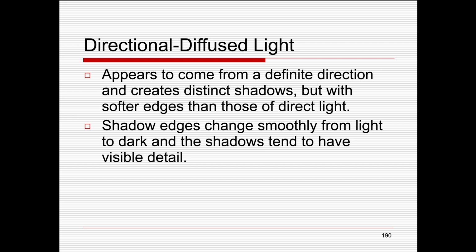Directional diffuse light appears to come from a definite direction and creates distinct shadows, but with softer edges than those of direct light. Shadow edges change smoothly from light to dark, and the shadows tend to have visible detail.